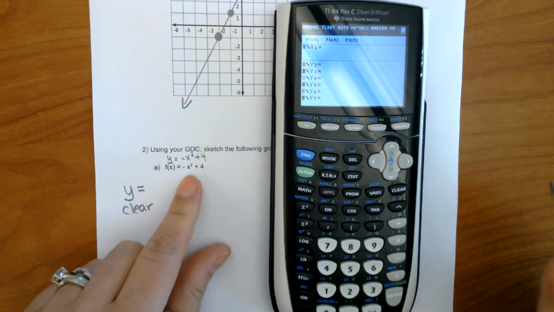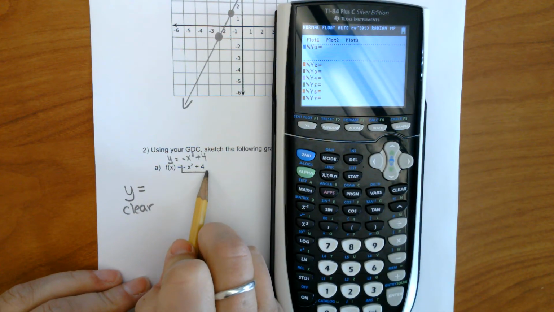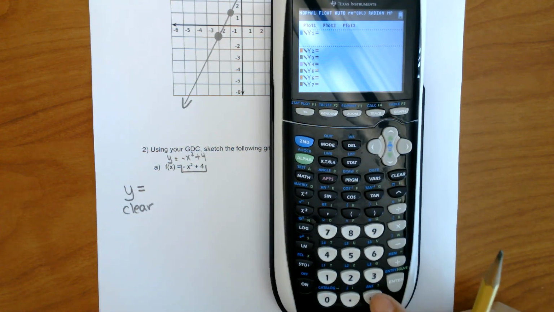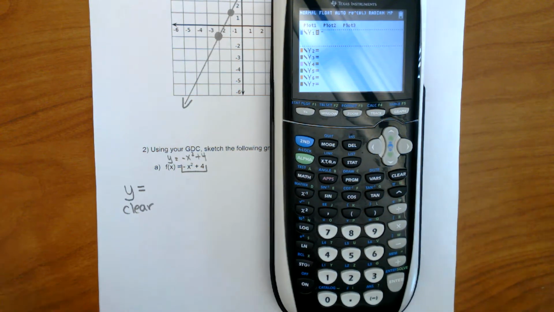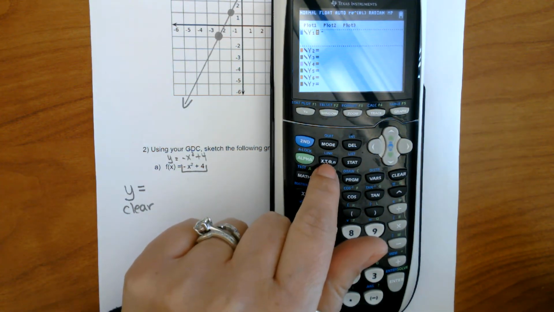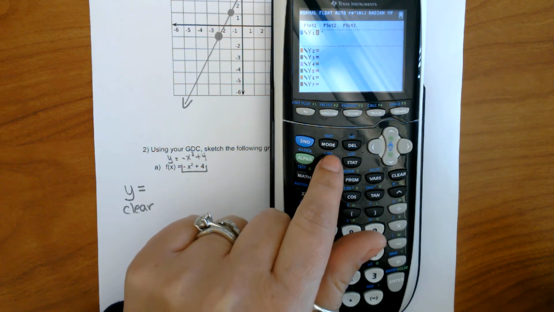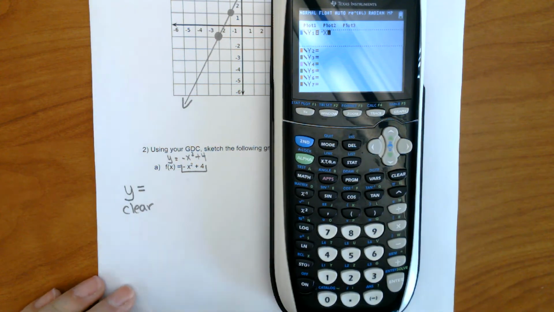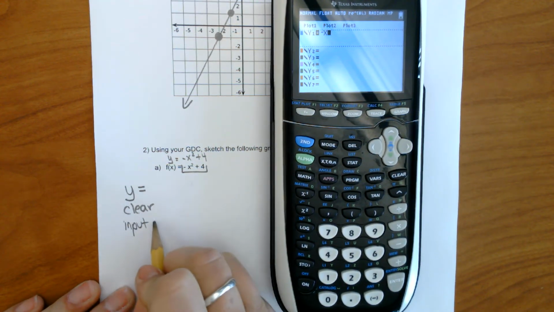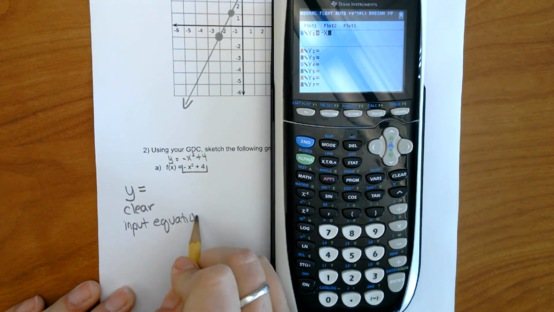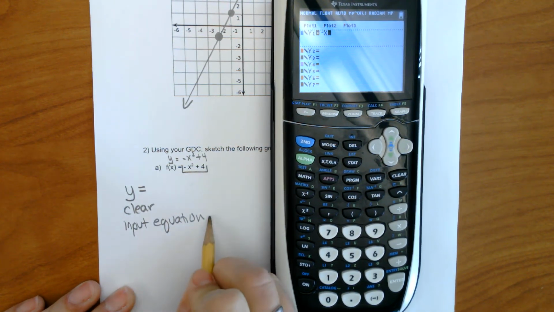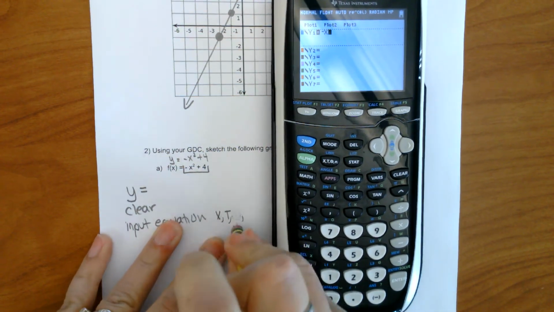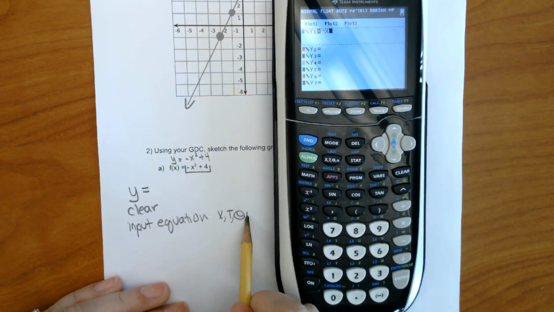Okay. Now what we want to do is put this side of the equation in. In order to do that, we're going to be pressing the negative button. Negative button is down here. Now we need an x. This button, the x, t, theta, n, right here next to your alpha button, you're going to press it. That is going to be our x button. So when we input that side of the expression, we're going to be using that x, t, theta, n button.